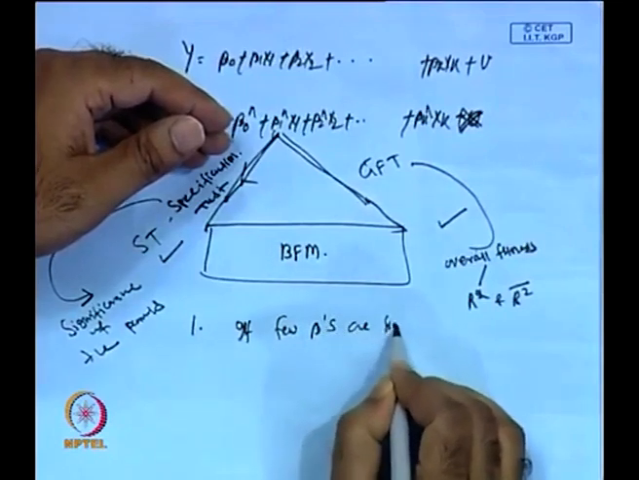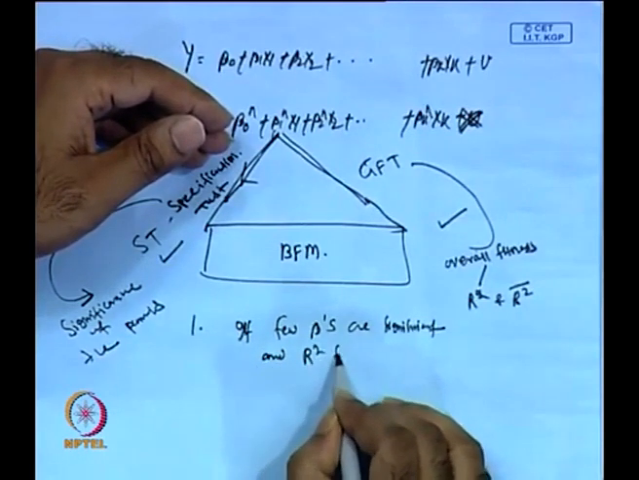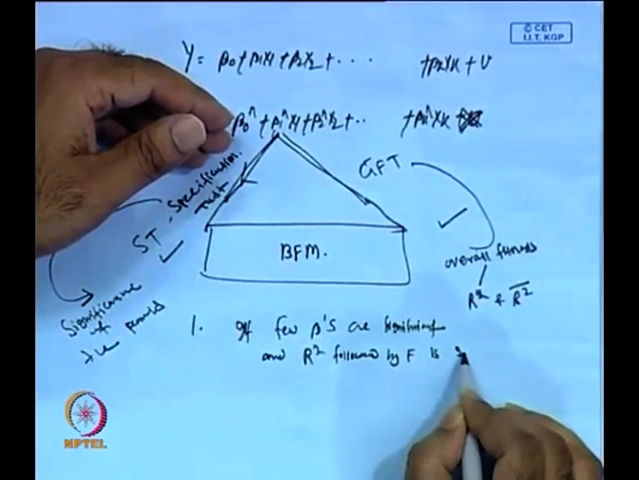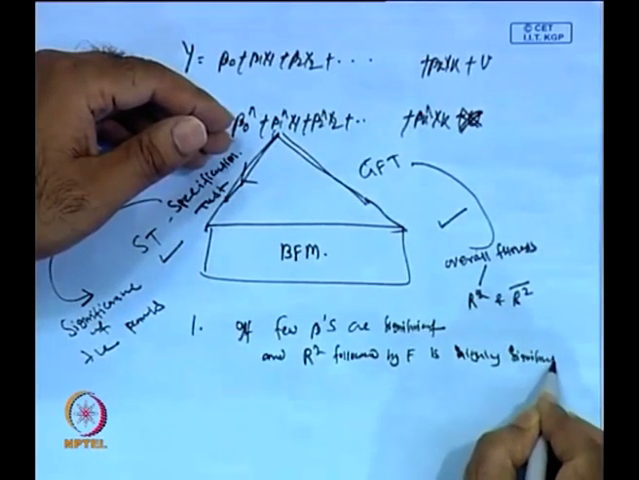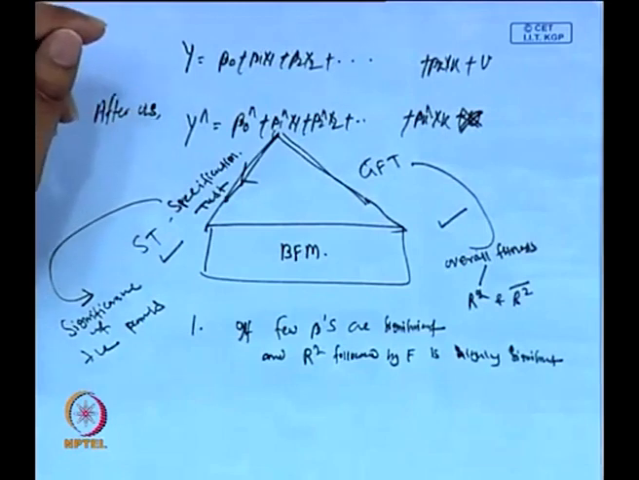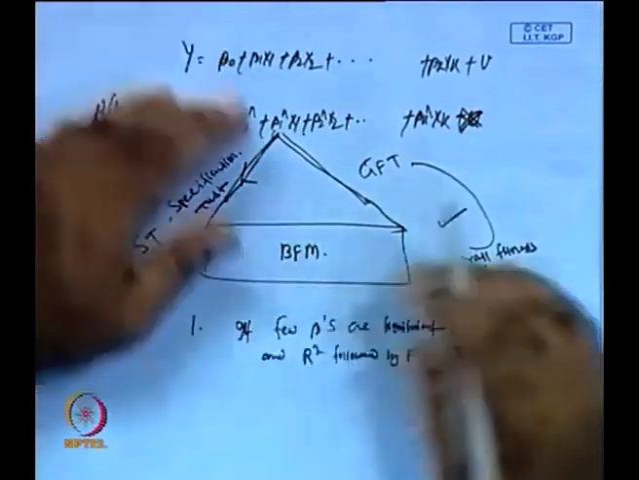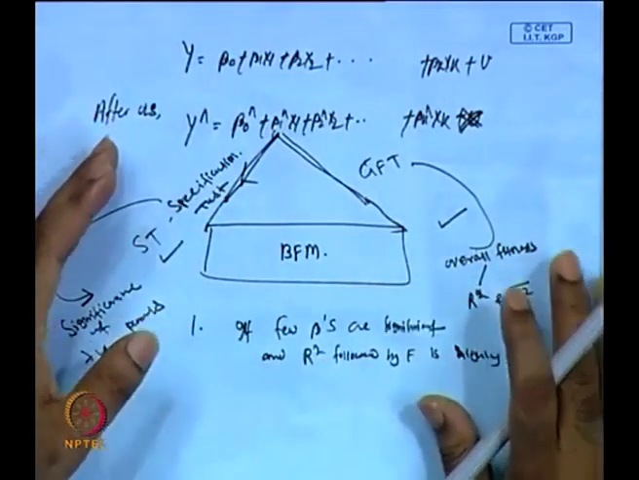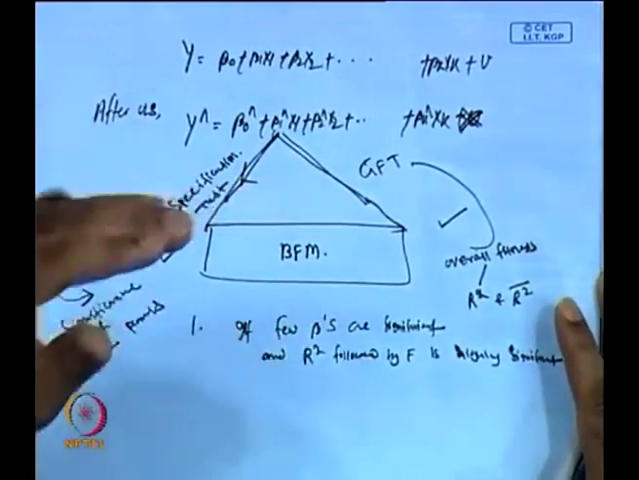In the first case, if few betas are significant and R square followed by F is highly significant, that means here we are going together with the overall fitness of the model and the specification test. If all these betas are significant and R square is significant, then we have the best fitted model. So we have to go ahead with other issues, such as forecasting, etcetera.